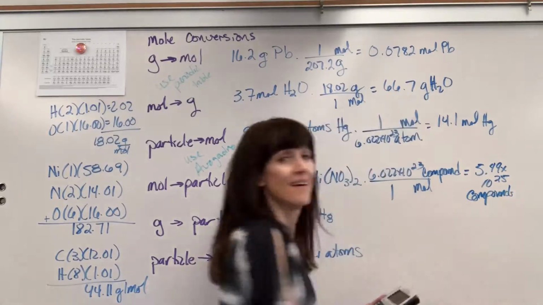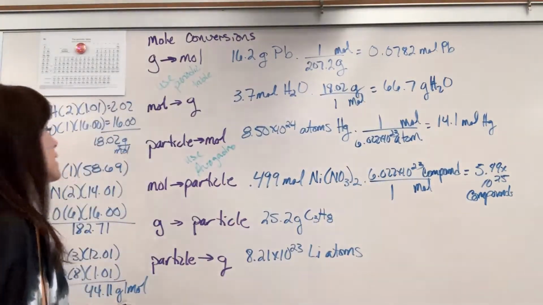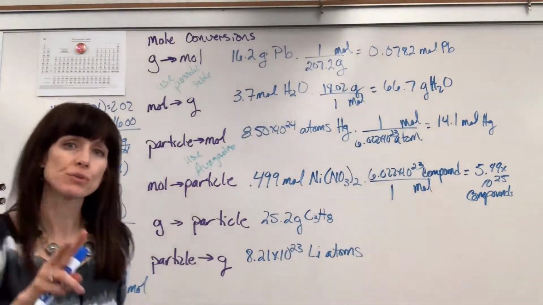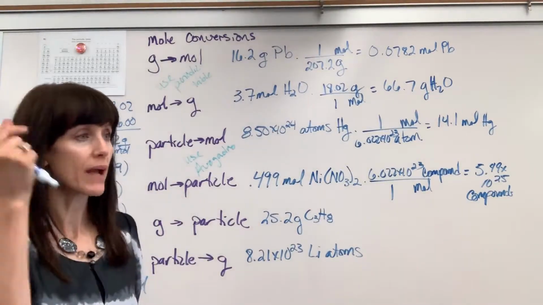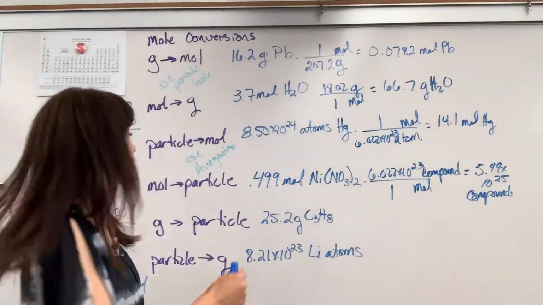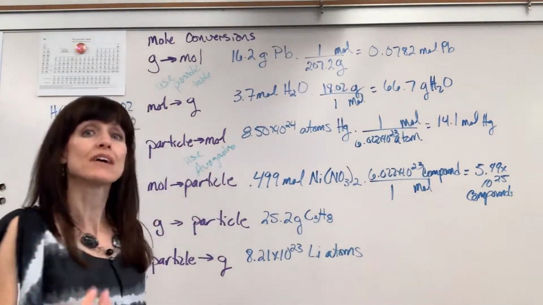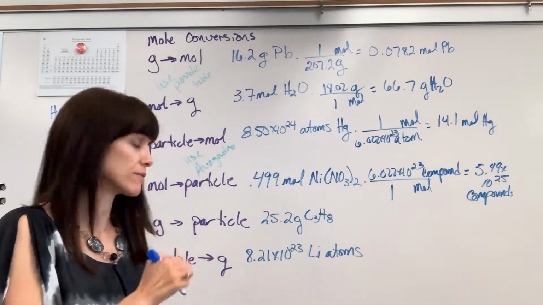Wow, a lot of compounds in that. Very good. Now, the last one. These are 2-step. We're going to go from gram to particle. So I see grams, right away I think periodic table. I see particle, right away I think Avogadro's number. So we're going to have to use both. Look at units and you'll know when you use which conversion.